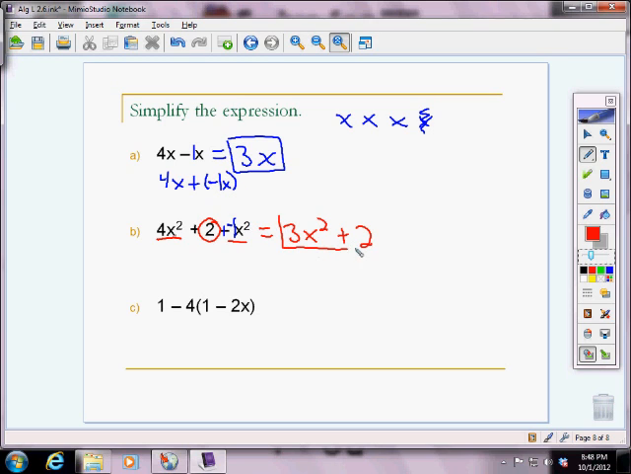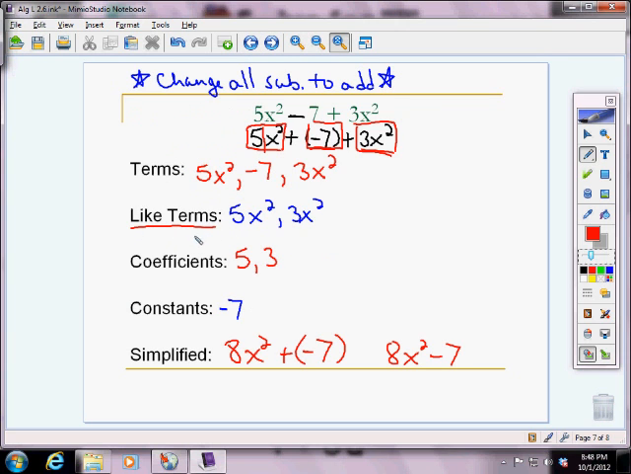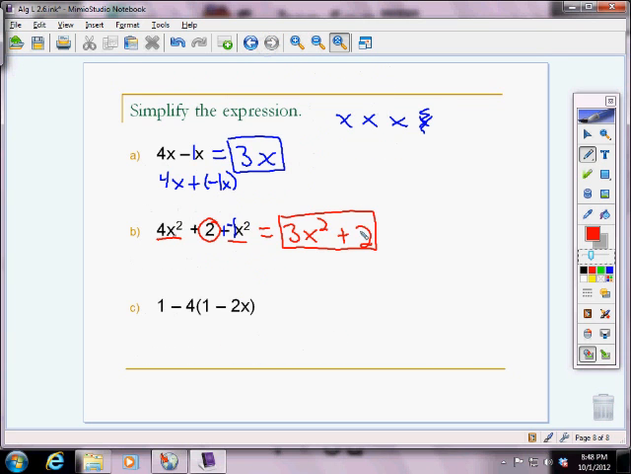This is the simplified answer. You can't go any further. This does not become 5x squared because remember, like terms have identical variable parts. They don't have identical variables. This is an x squared, this isn't any.